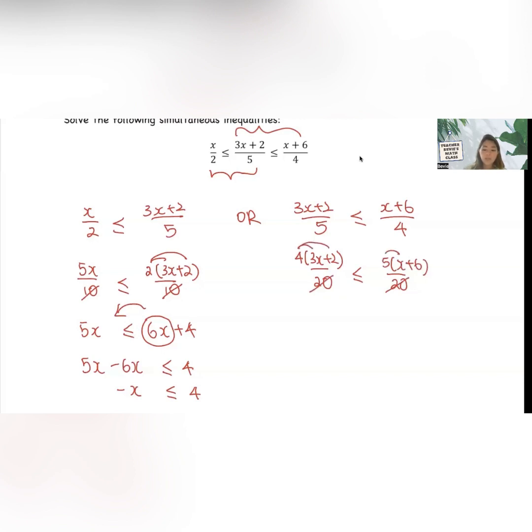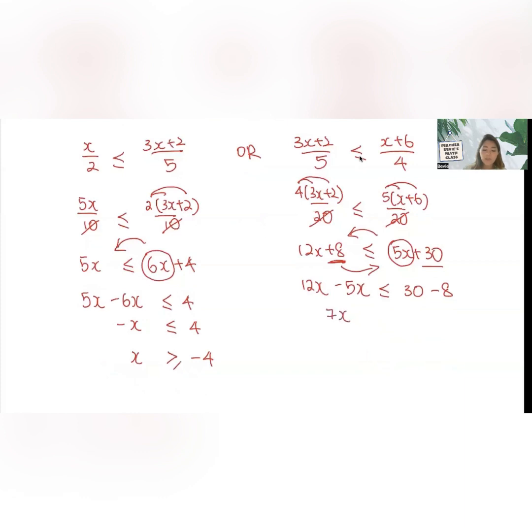I will expand it in. I get 12x plus 8, smaller or equals to 5x plus 30. All right, from here, I will shift my algebra to one side. 12x will stay. 5x will come over to become minus 5x, smaller or equals to 30 will stay on my right-hand side. And positive 8 will come over to become minus 8. And 12x minus 5x, I get 7x, smaller or equals to 22. x smaller or equals to 22 over 7. I can leave it as an improper fraction, or I can leave it as a mixed number as well, which is x is smaller or equals to 3 whole 1 over 7.